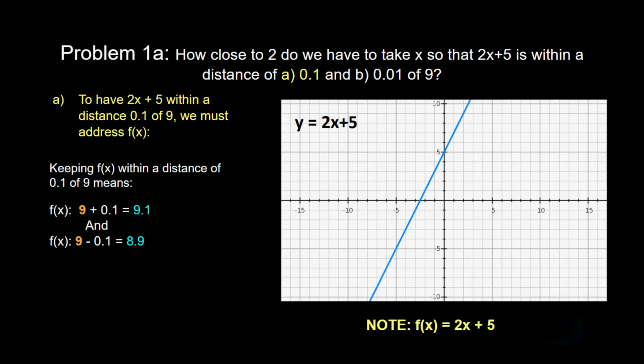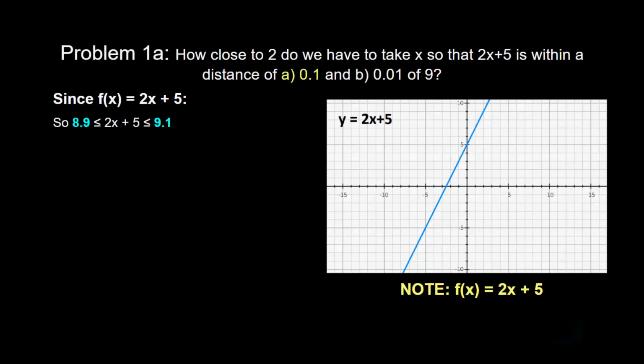So if we go to the right, that's 9 plus 0.1, which gives us 9.1. And if you deviate to the left of 9 by 0.1, that would be 9 minus 0.1, which would put us at 8.9. So as a result, we need to keep f of x in this tight range between 9.1 and 8.9. And as this inequality basically reads, it says 8.9 has to be less than or equal to f of x, which is less than or equal to 9.1.